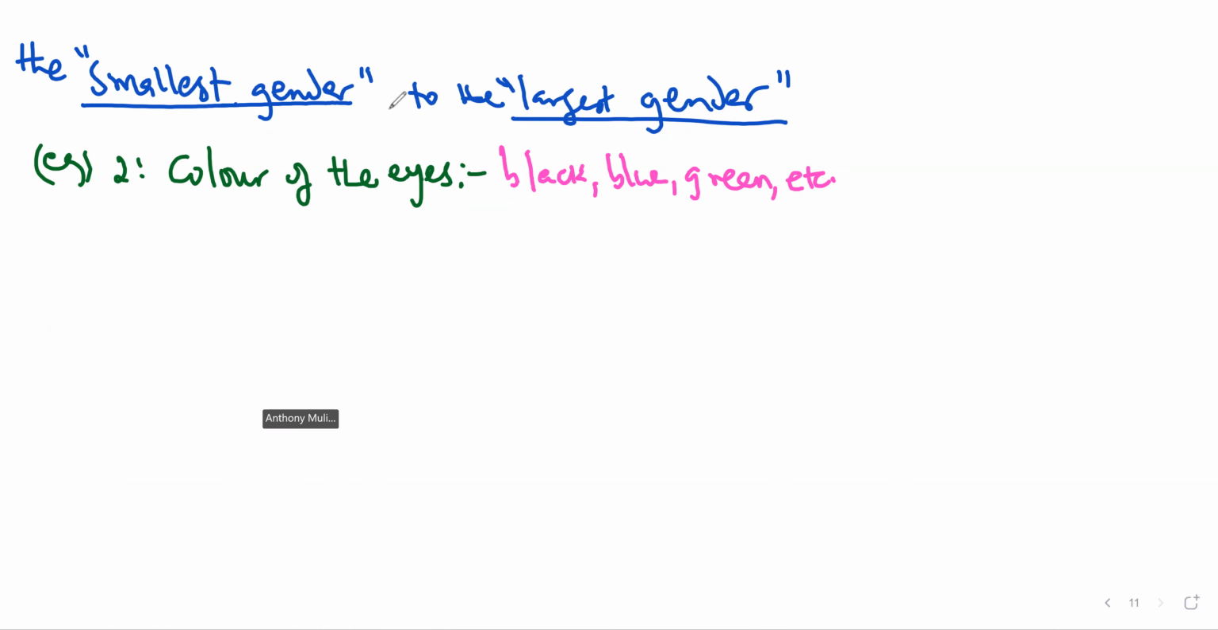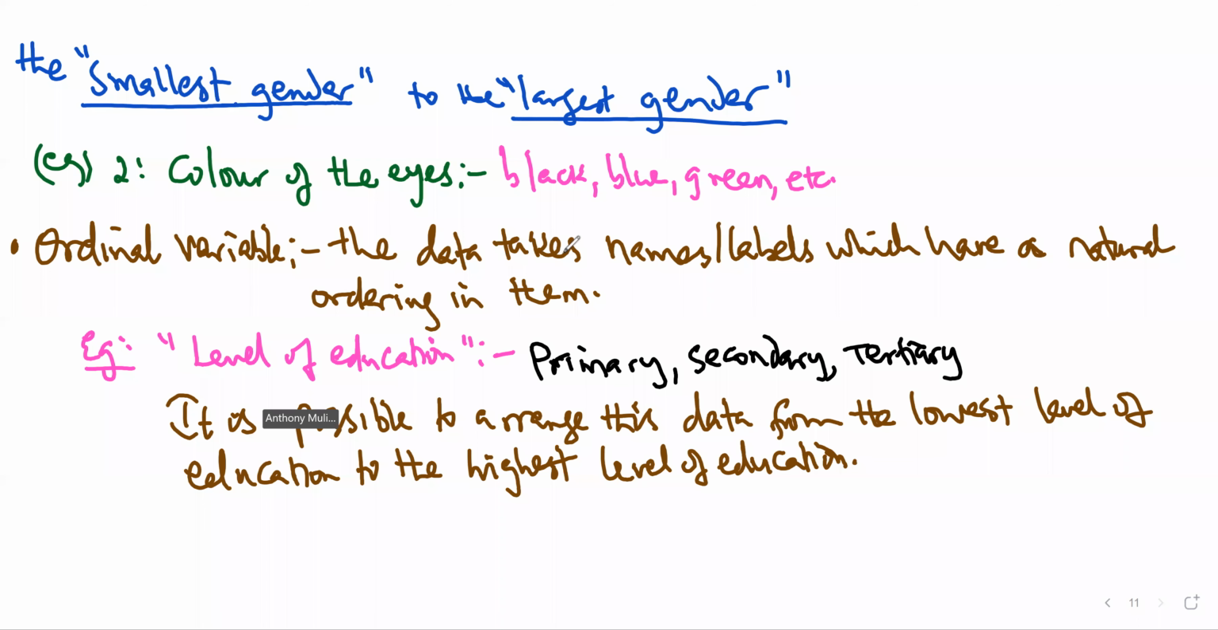Now let's look at the other variable, which is the ordinal variable. In this case, the data takes names or labels, but unlike the nominal case, the observations here have a natural ordering in them. A good example is the level of education. If somebody indicates that they have completed up to primary level or secondary level or tertiary level, it is possible for us to arrange this data from the lowest level of education to the highest. So that's an example of what we call an ordinal variable.